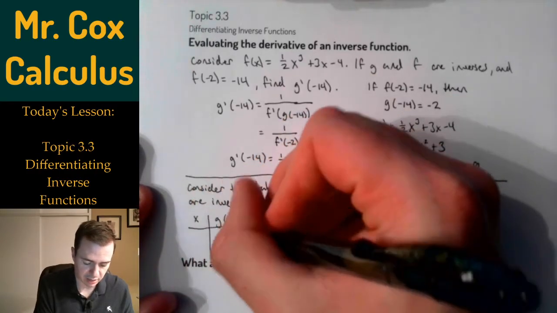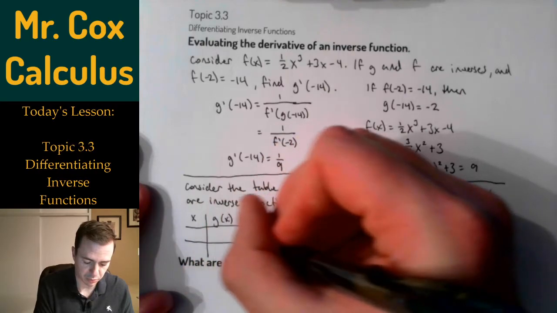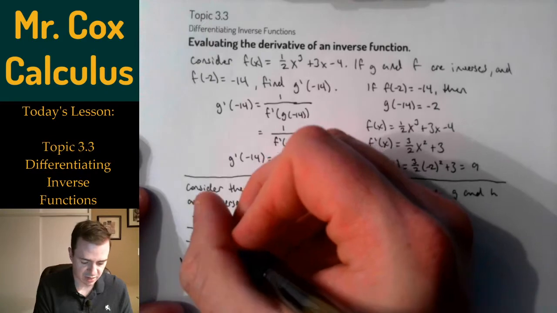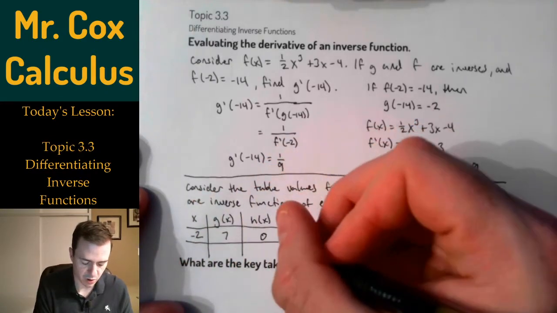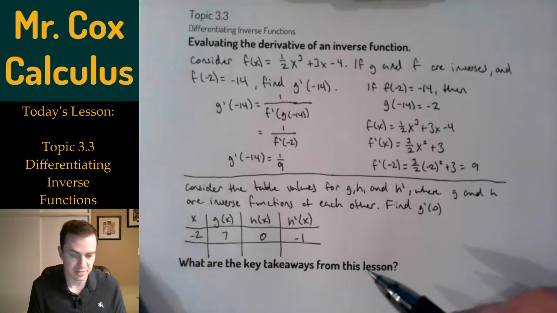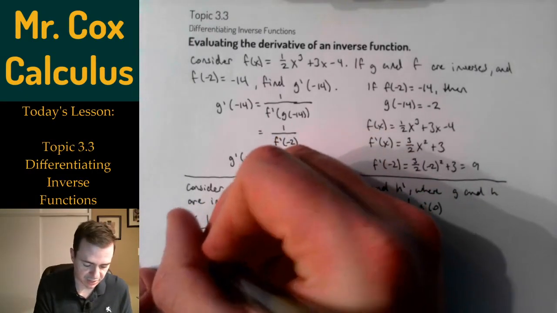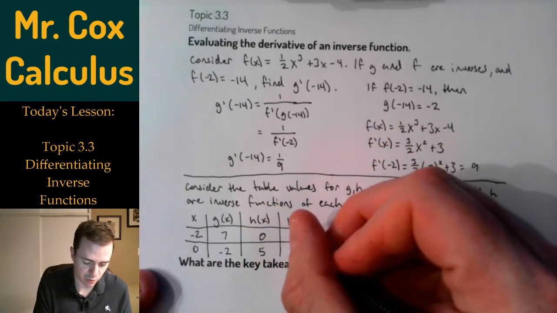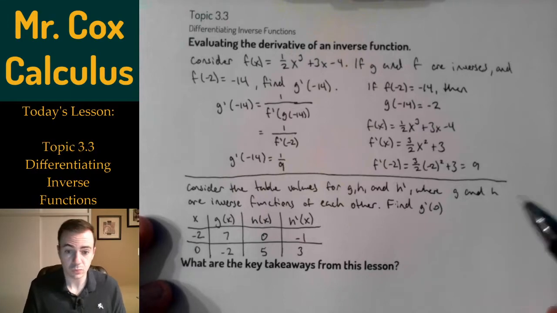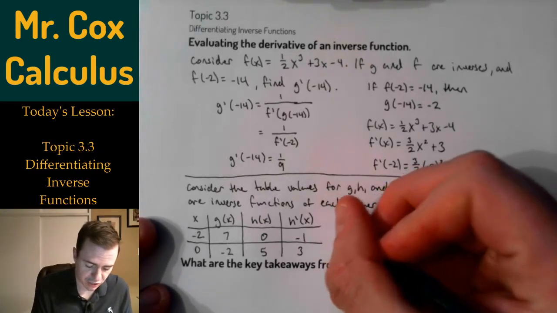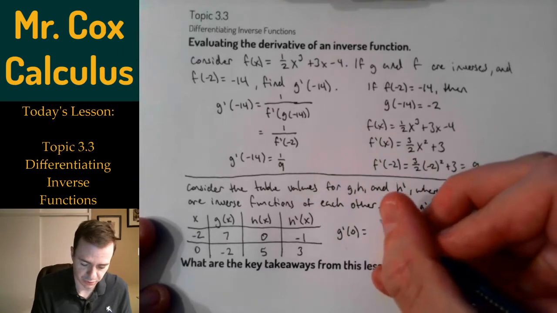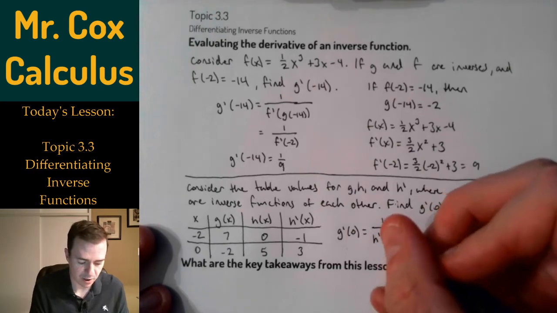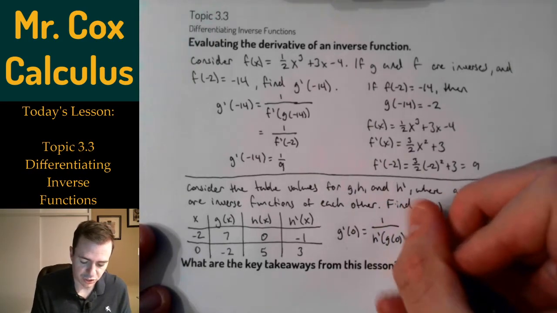And if I just make my table really quickly here, for the values of x, we're going to look at -2. g of -2 is 7, h of -2 is 0, and h prime of -2 is -1. And then we're also going to look at when x is 0, and we're going to get -2 for g of x, 5 for h, and 3 for h prime. So let's apply our formula. We know that g prime of 0 is equal to 1 over, because g and h are inverses, h prime taken at g of 0.